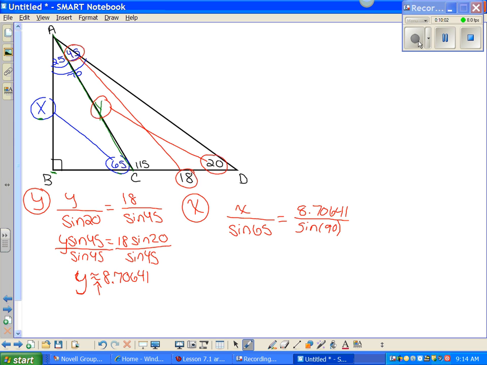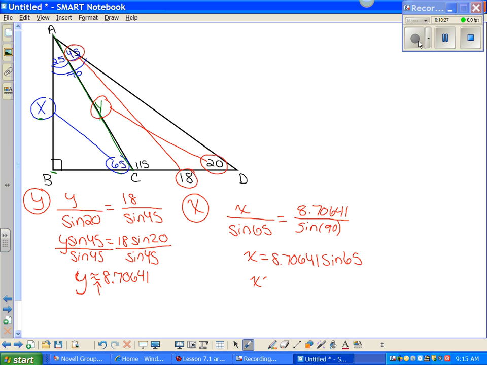Now what? Yeah, we said sine of 90 was what? 1. What's 1 times x? X. So we get x equals 8.70641 sine of 65. Good. Find me my answer. Round it to the nearest tenth.